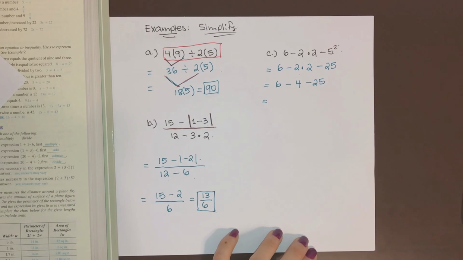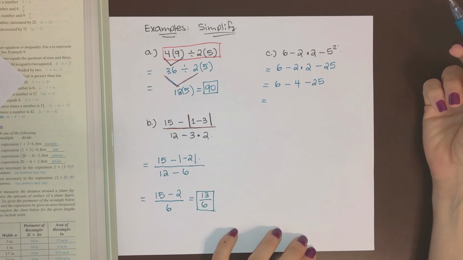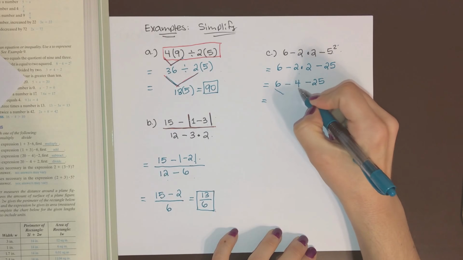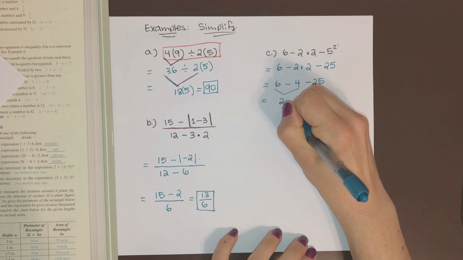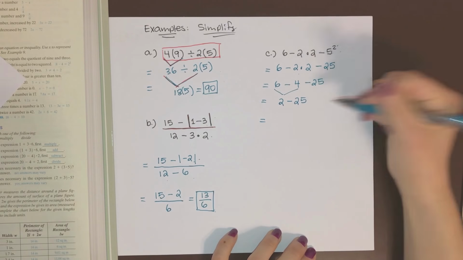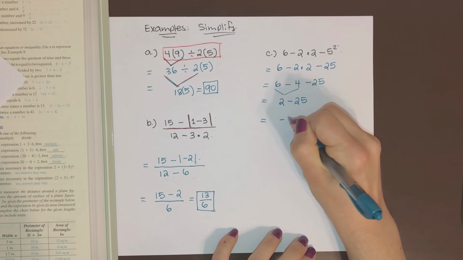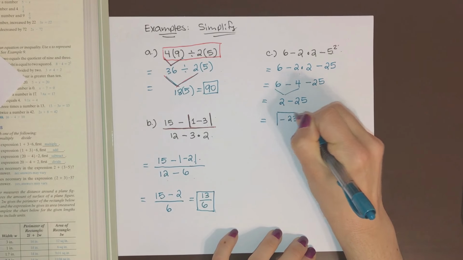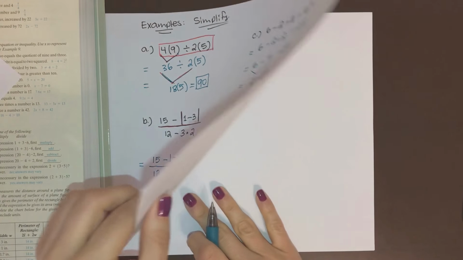We are left with basically just subtraction. You want to go left to right. So we have 6 minus 4, that's going to give us 2 minus 25. And then 2 minus 25, that is going to give us -23. Last example.